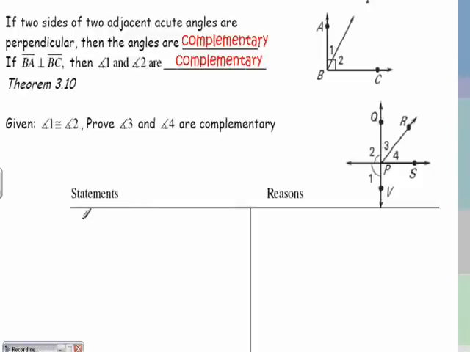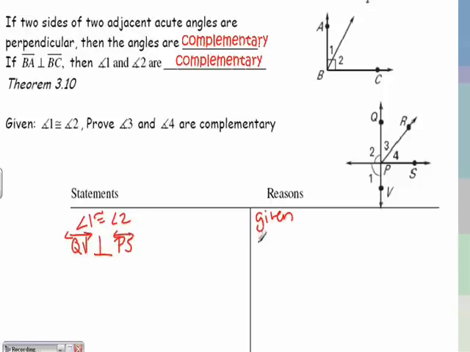Okay, so we are given that angle 1 is congruent to angle 2. Given. And we need to prove that 3 and 4 are complementary. Well, if we're given a linear pair that is congruent, then we know that these two lines must be perpendicular. So we know that QV is perpendicular to PS.